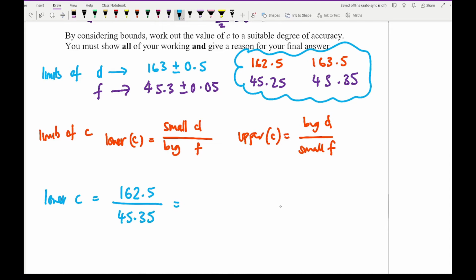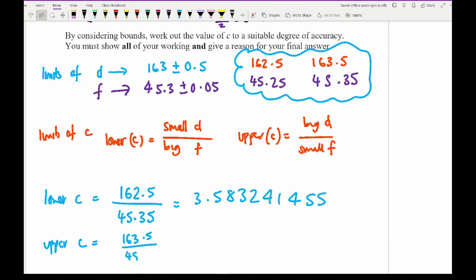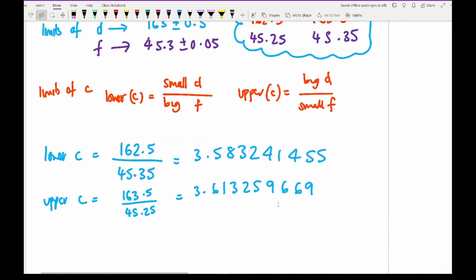So 162.5 divided by 45.35 gives me an answer of 3.58324145. Now the upper value of c, so upper c, is going to be where I'm using the biggest d value, which is 163.5, over the smallest of f, which is 45.25. And again, if I type that into my calculator, I get an answer of 3.613259669. So these are where the values of c are going to lie.